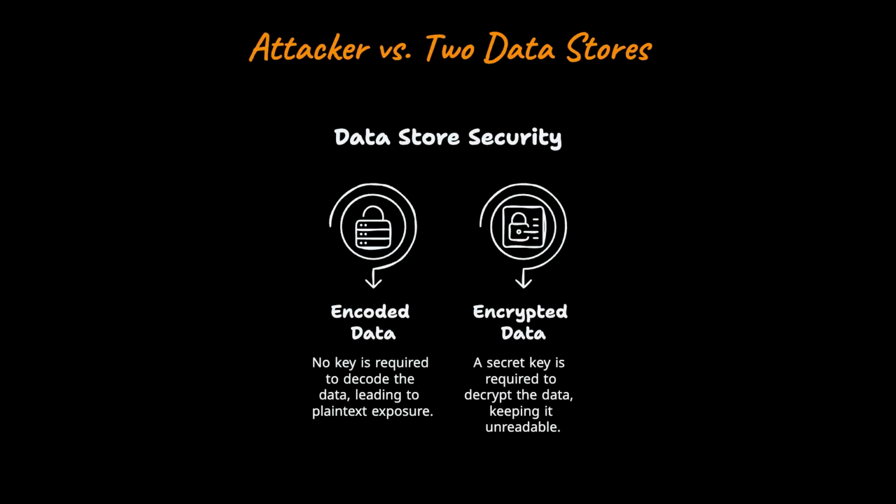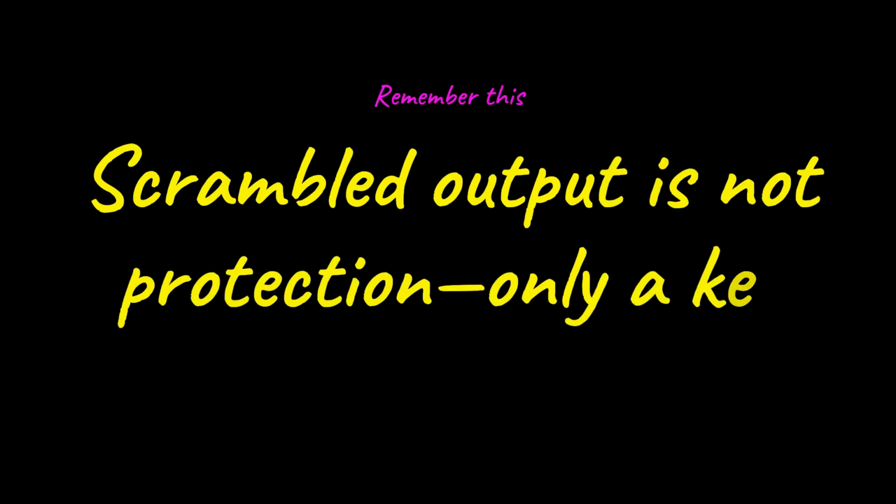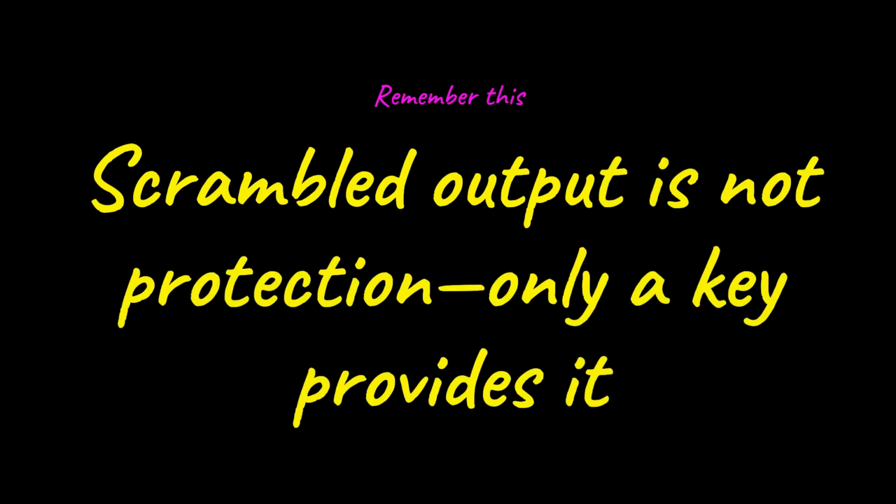Imagine an attacker who steals encoded records. They simply apply the well-known decoding step and read everything in plain form. But if those records were encrypted under a protected key, that same attacker would only find unreadable ciphertext, stopped cold without the secret. Encoding changes form but needs no key, so it offers no secrecy. Encryption depends on a secret key, and that dependence is the entire source of real protection.